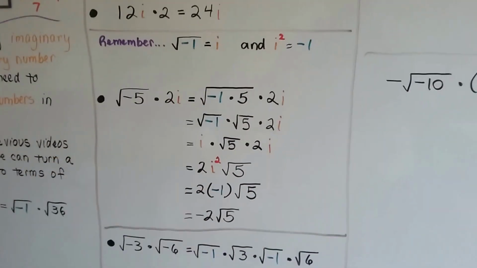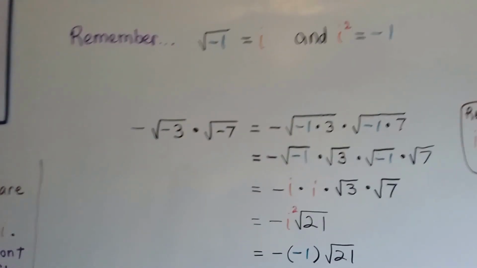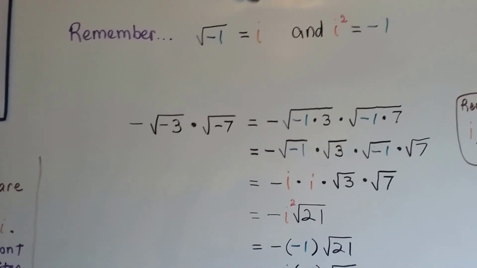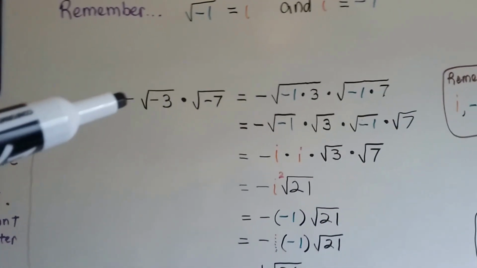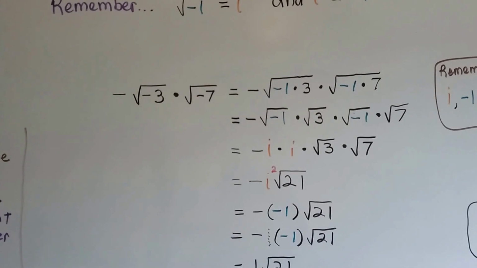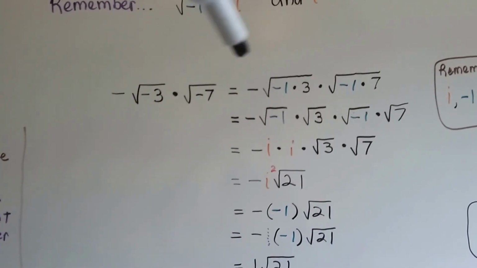Really important to have that somewhere really close to you, okay? So we're going to remember that the square root of negative 1 is an i, and i squared is negative 1, okay? So now we've got the negative square root of negative 3 times the square root of negative 7.